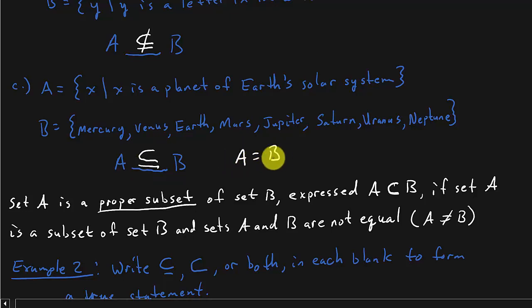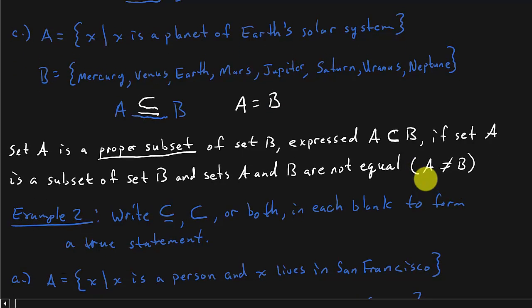We can also say that A and B are equal. They're equal sets. They have the exact same elements. And I know back when I was in school, Pluto was a planet, but now it's not. So that's why Pluto's not listed.